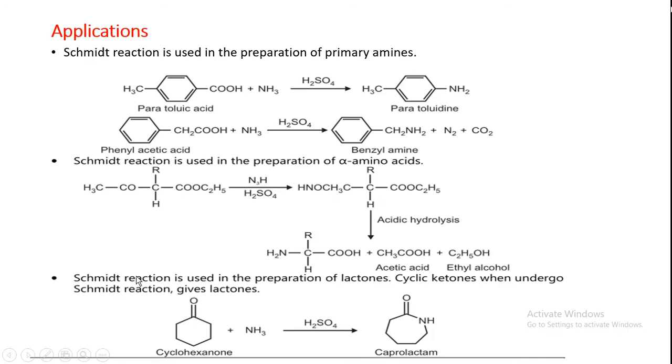The next, Schmidt reaction is used in the preparation of lactones. Cyclic ketones, when they undergo Schmidt reaction, give lactams. So cyclohexanone, that is a cyclic ketone, when again this is not NH3, I have taken it from the book, it is N3H in presence of acid, it will give caprolactam, which is a precursor of nylon 6.